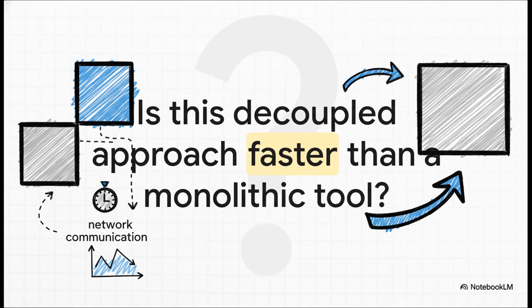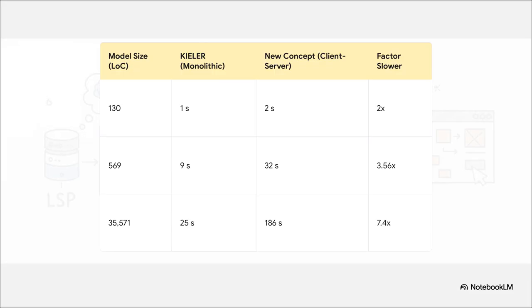But, and there's always a but, right? This flexible, decoupled approach isn't free. It adds network communication to the mix, which naturally leads to a really important question about performance. And the raw data tells a very clear story here. Just look at these numbers. For a tiny model, the difference is a second. But as you scale up to a system with over 35,000 lines of code, the client-server approach is over 7 times slower than a traditional all-in-one tool. That network latency really adds up.